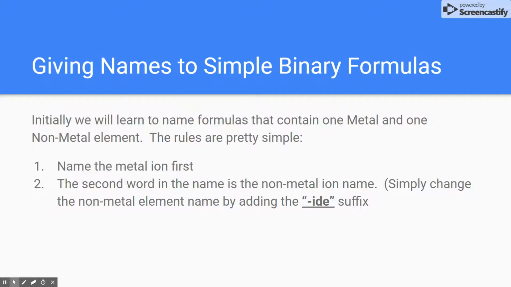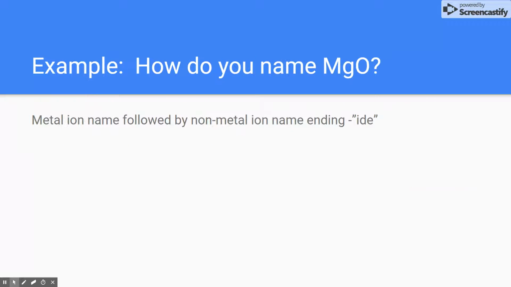So if your second element in a formula is the element nitrogen, you would change the name of nitrogen to nitride. If the second element was oxygen, you would change the ending of oxygen to oxide. It's pretty simple. And in fact, you can find a simple list of nonmetal ion names on the back of your test periodic table today.